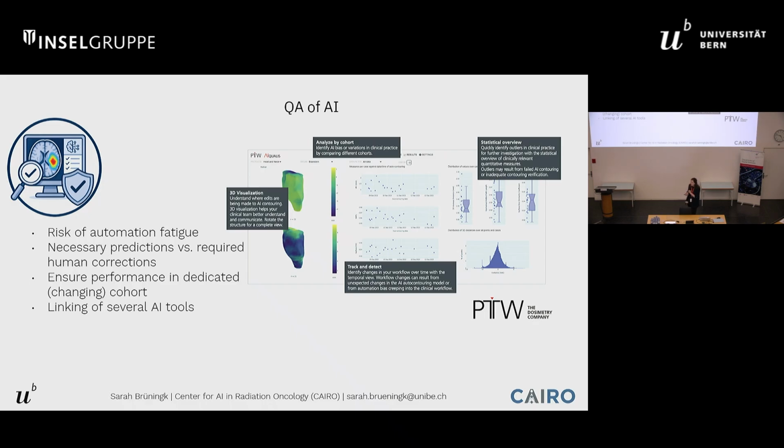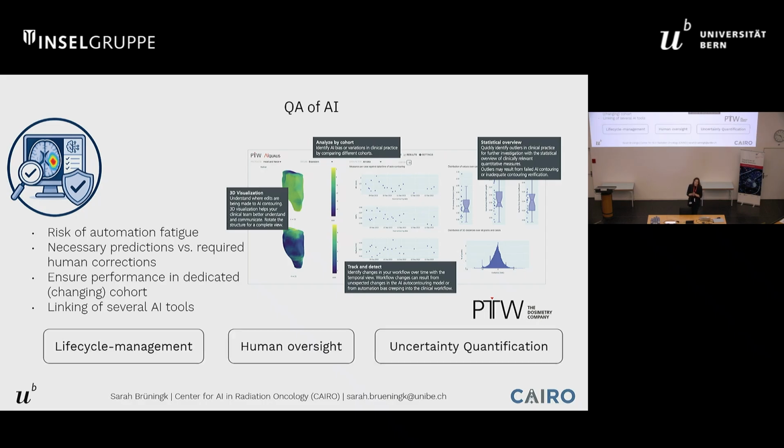We heard this automation fatigue already, and actually now there are first commercial products coming up that assess, for example, the context of auto-segmentation and user interaction in this context, focusing here really on lifecycle management of these models, how we integrate human oversight efficiently, and how we can include also uncertainty quantification.